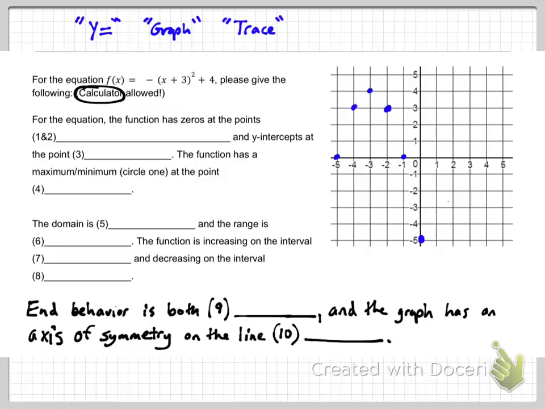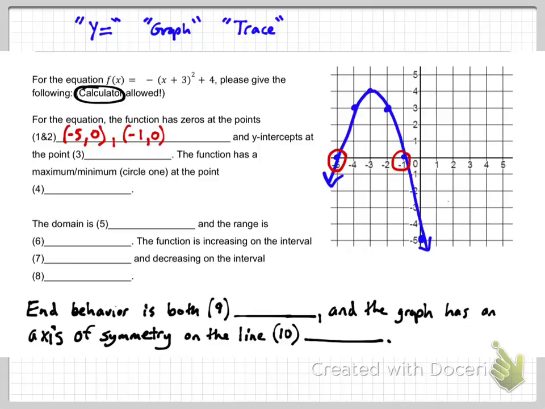And you should plot those points first and then connect the line to make a parabola. That will make a much more accurate parabola than if you try to sketch it first. So now that you've plotted the points, we have the equation. The function has zeros at these 2 points here. So (-5, 0) and (-1, 0).